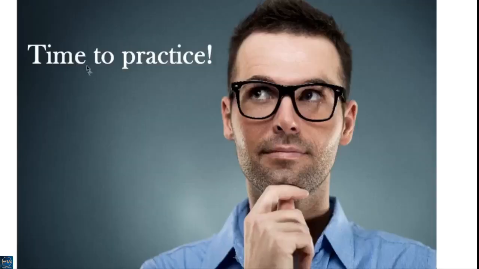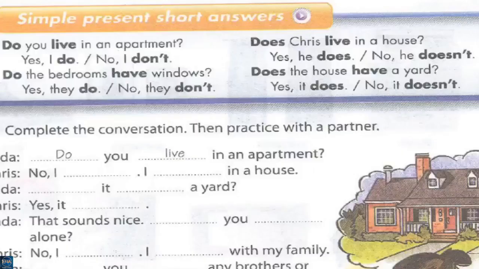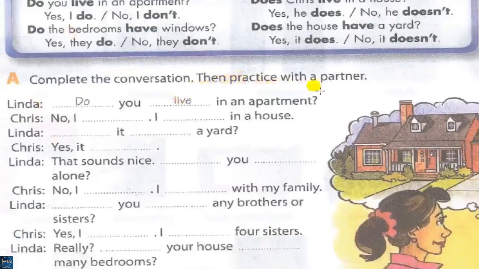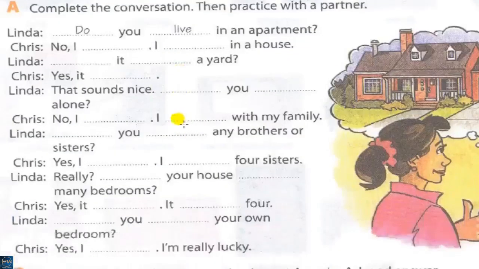Now, it's time to practice. A. Complete the conversations, then practice with a partner. In this exercise, you will answer the questions, you fill in the blanks, you will use do or does. Remember, do: you, we, they, I. Does: he, she, it.